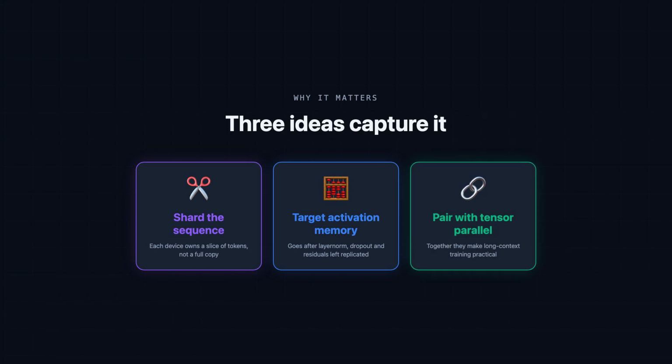Pairing it with tensor parallelism is the intended recipe. Tensor parallelism handles the big matmuls. Sequence parallelism handles the pieces left over, and together they cut activation memory enough to make training genuinely long context models practical on the hardware you already have.